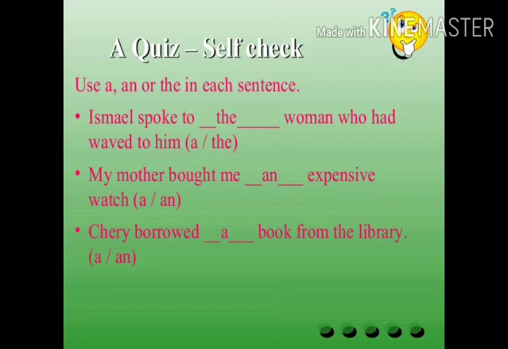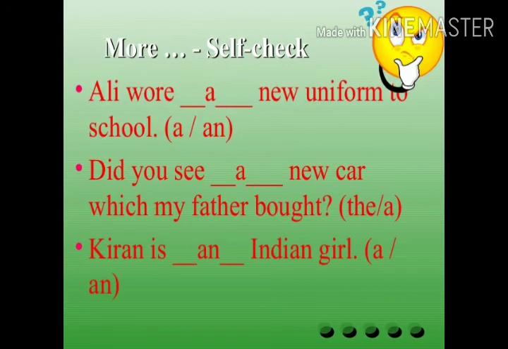Third one: Cherry borrowed dash book from the library. So here we are not talking about a unique and particular book, so we put "a" there. Now next one: Ali wore dash new uniform to school. So here we put "a". Did you see dash new car which my father bought? We put "a". Kiran is dash Indian girl. We put "an" here.